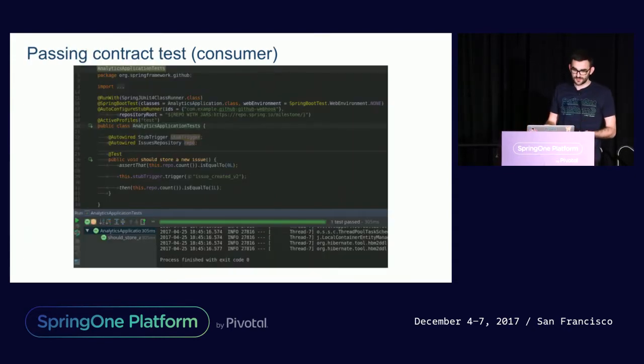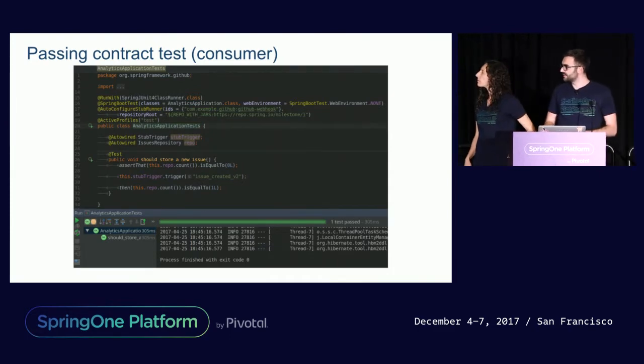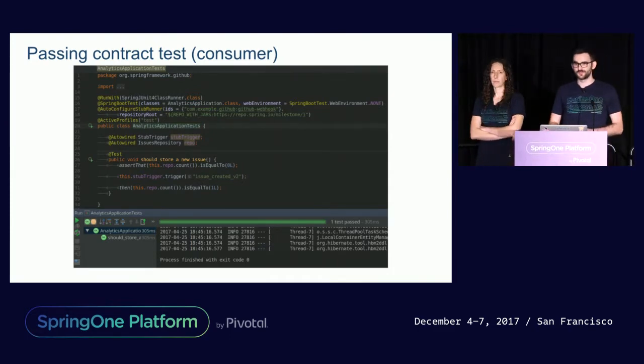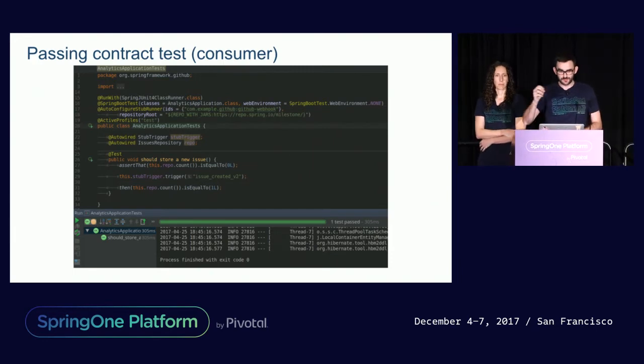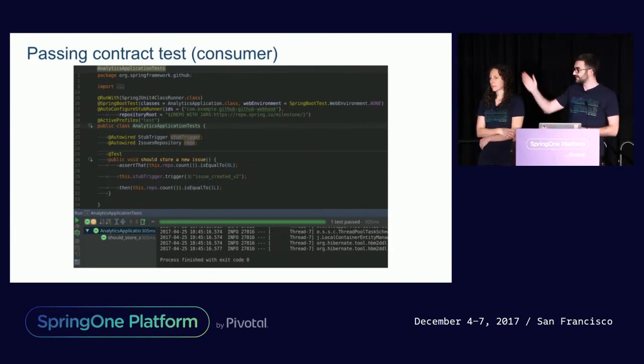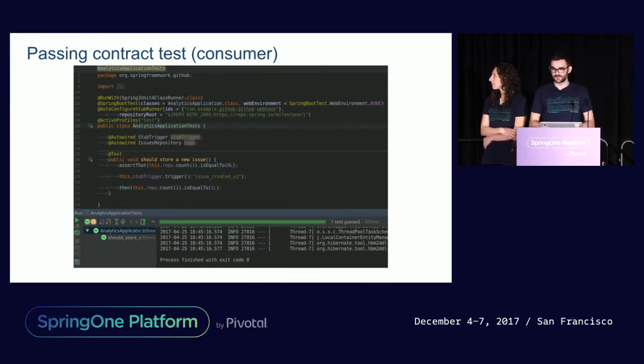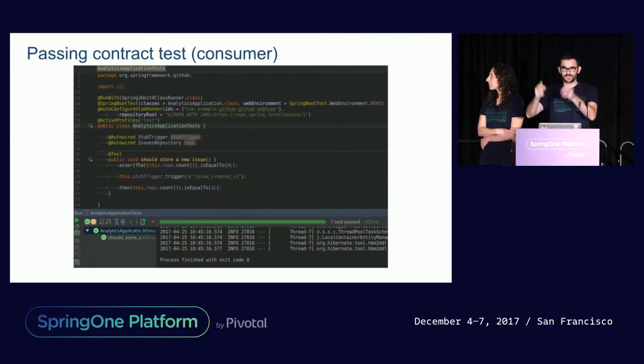So this is an integration test, should store a new issue, in which we say, okay, initially we had no stored issues. So if we trigger the message using the label, issue created v2, if we do this, then we should have one stored message, right? Makes sense. 0, a message arrives, we store the message, so we should have one.